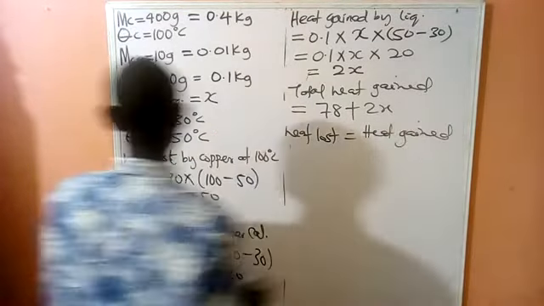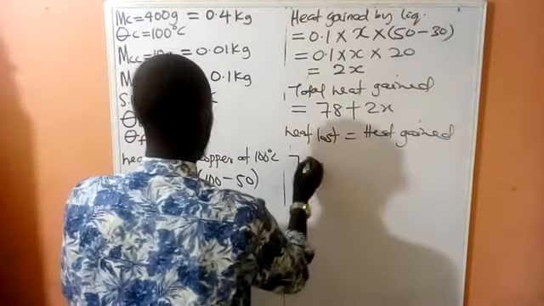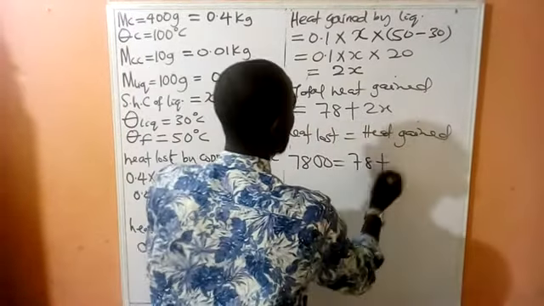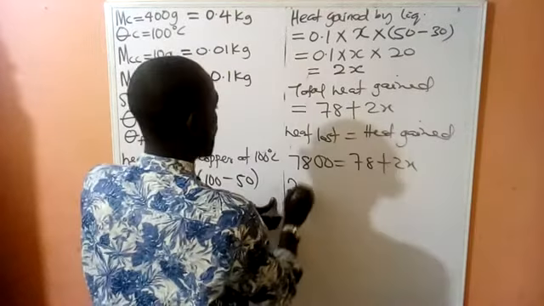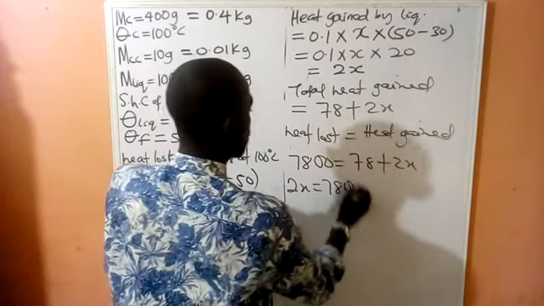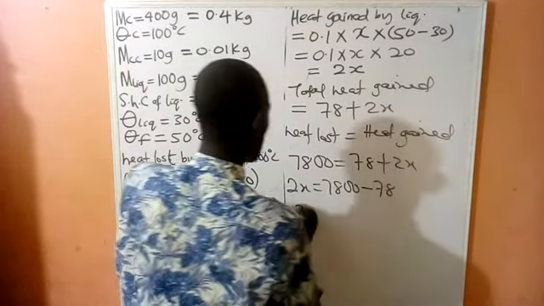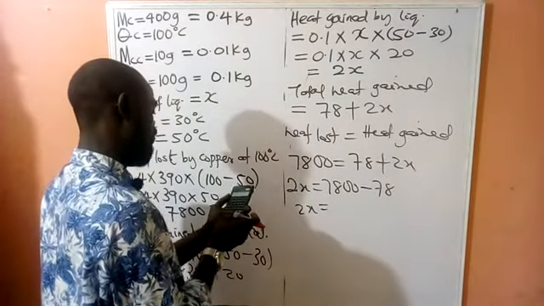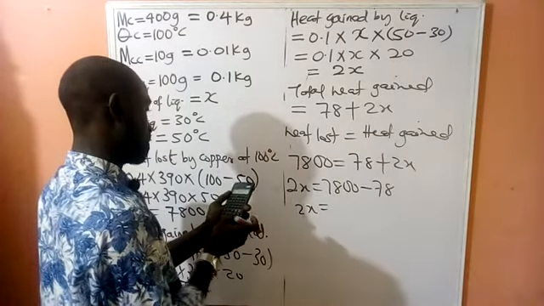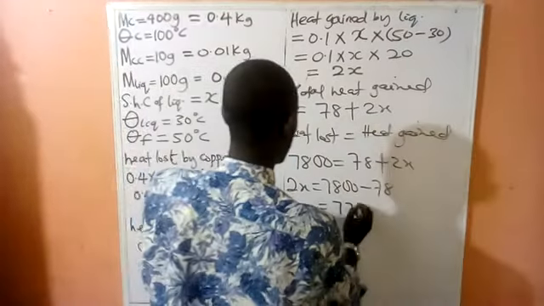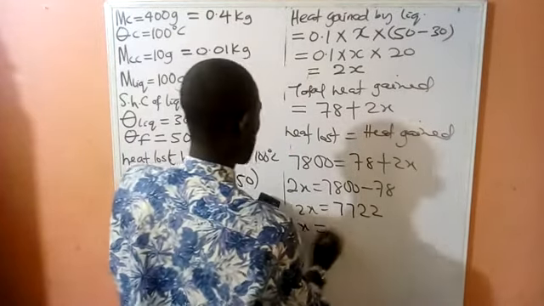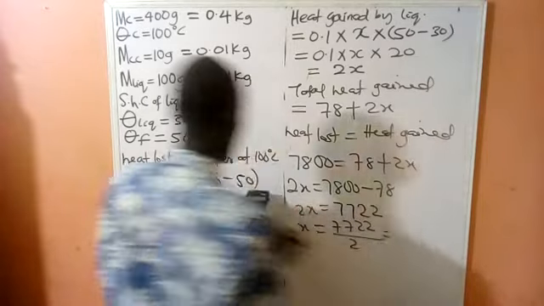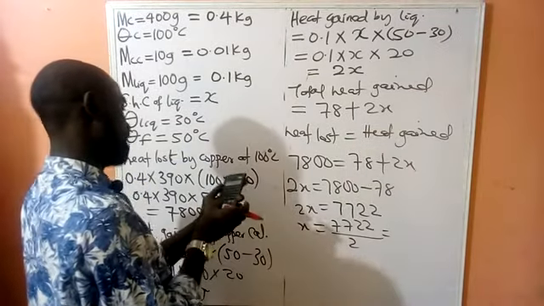So where is the heat loss? The heat loss is 7800 equals heat gain, 78 plus 2x. So we have our 2x equal to 7800 minus 78. That will give us 7722. So our x will be equal to 7722 all over 2, divided by 2.